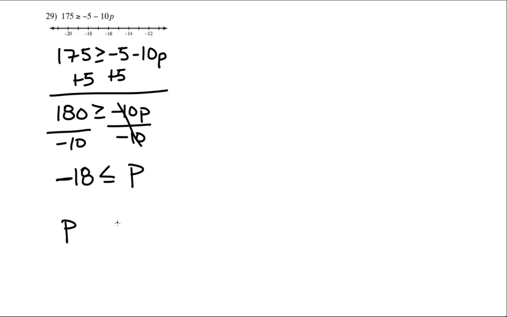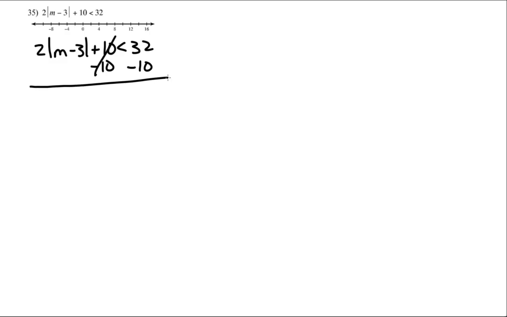I could put the p over here and the negative 18 over here, and the p is bigger on this side, right? The alligator is eating the p. The p is the bigger side over here. So the same thing, negative 18 is less than or equal to p is the same thing as p is greater than or equal to negative 18. So I go to negative 18, and it's greater than or equal to, so I fill in that point because negative 18 is a solution, and it's all the numbers that are greater than that.